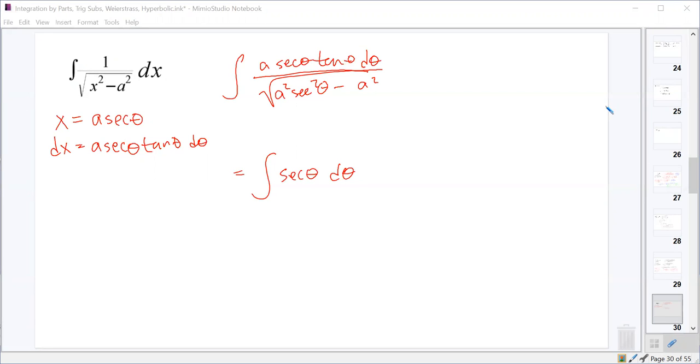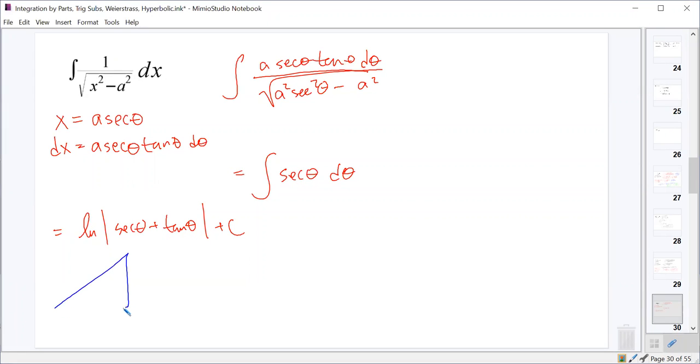Okay, what's the integral of secant theta d theta? That's what I told you should memorize, right? Natural log, absolute value, secant theta plus tangent theta, plus a constant. And then what are we going to need to do? We're going to have to convert those thetas back into x's.